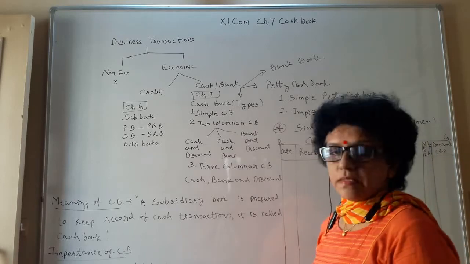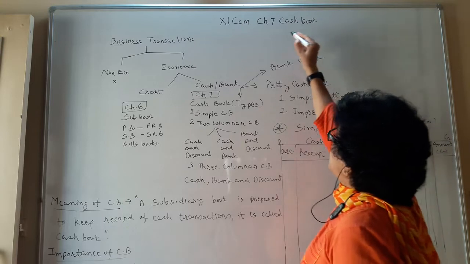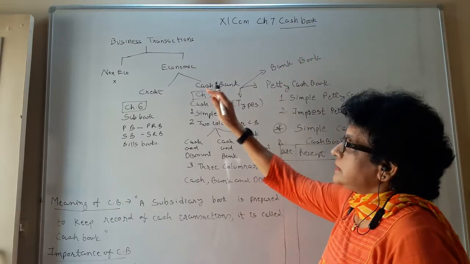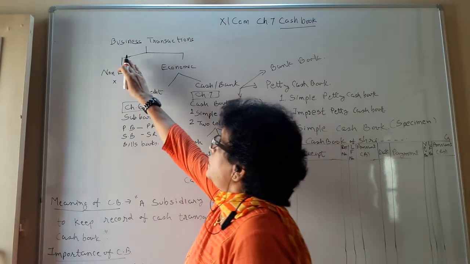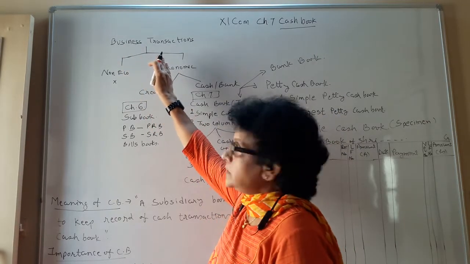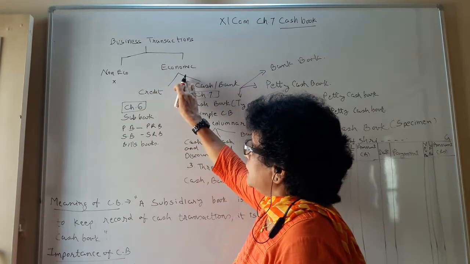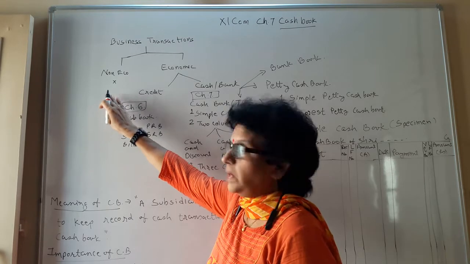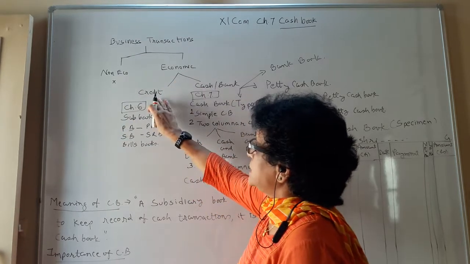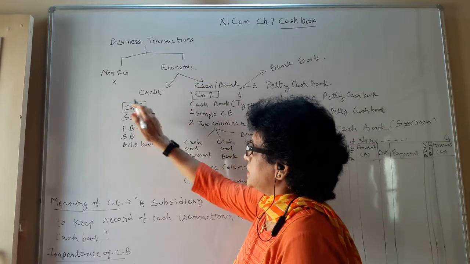Good morning, friends. In chapter 7, we are going to learn about the cash book. Let us have a look at how much we have covered. We know that business transactions are to be classified into economic and non-economic. Non-economic we don't record, so no need to go about. Economic we classify into two, that is the credit transaction and the cash transaction.